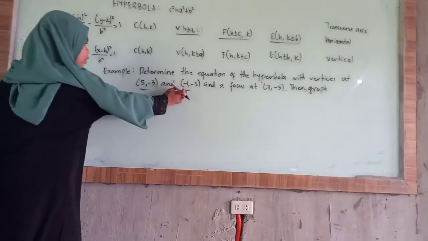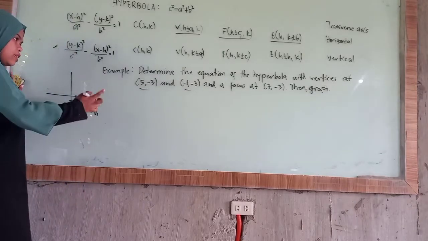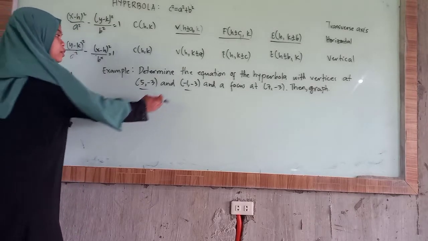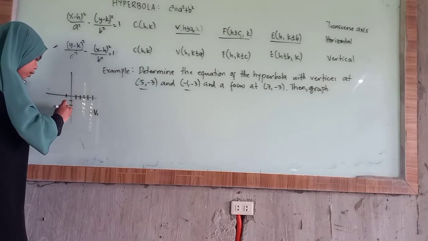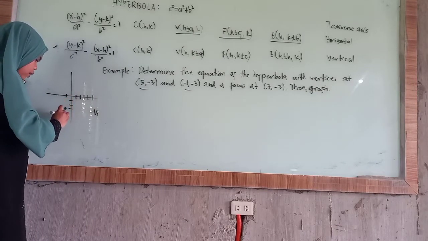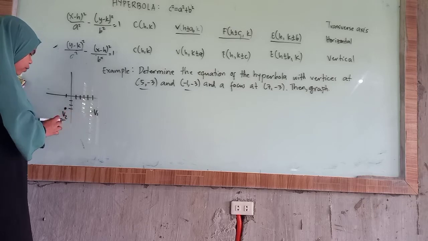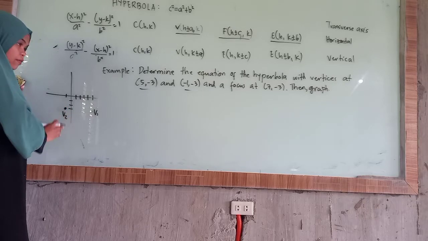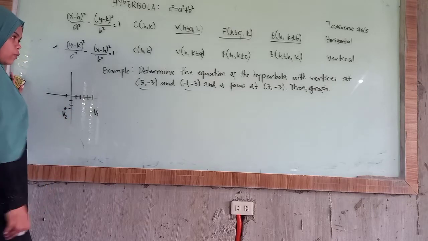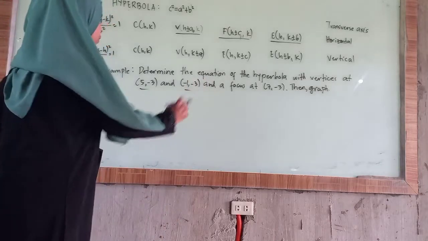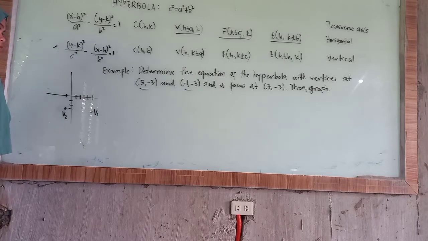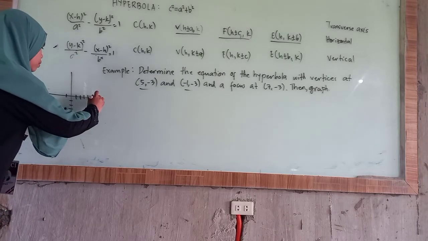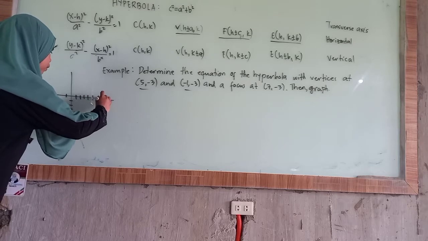Okay? How about -1 and -3? That is in the third quadrant since the coordinates are all negative, no? So, -1, -3, nandito yan. And let us denote that by V2. Okay? So, V2, ano pa yung given natin? We have the focus at 7, -3. So, 7, -3, that is also in the fourth quadrant. So, 7, -3.